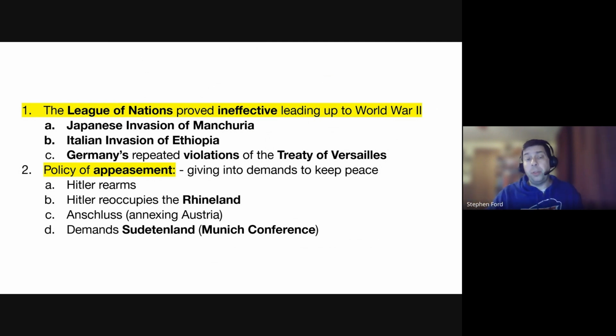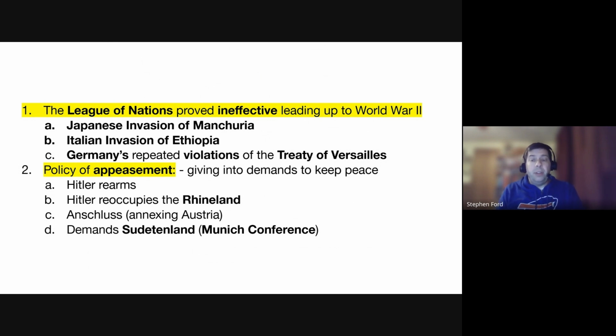But I want to point out the 3 examples of failures of the League of Nations. The League of Nations is bad at its job. Remember, word like chronology. The League of Nations is after World War One. It being bad at its job could be seen as a cause of World War II. And I just give you a list of 3 examples of that. But then we get appeasement.